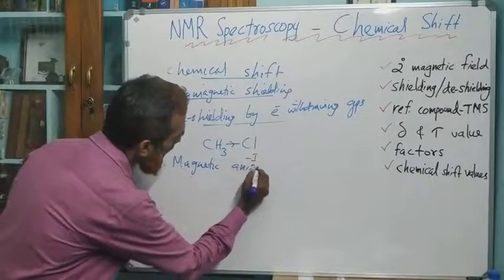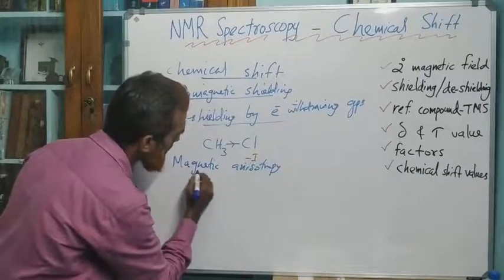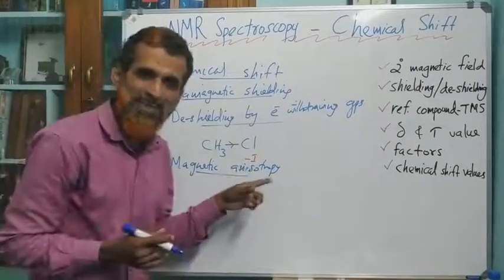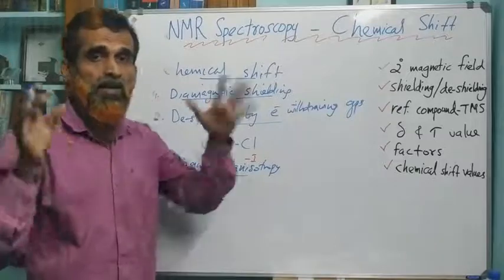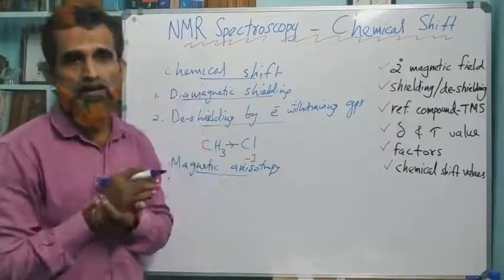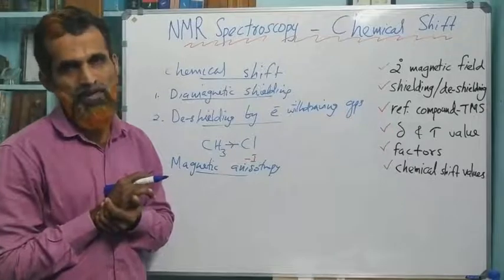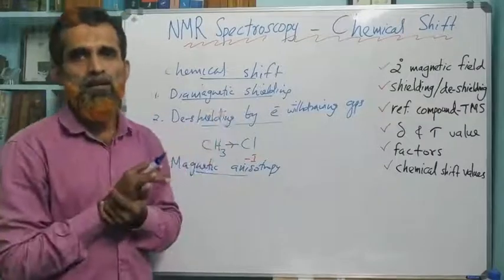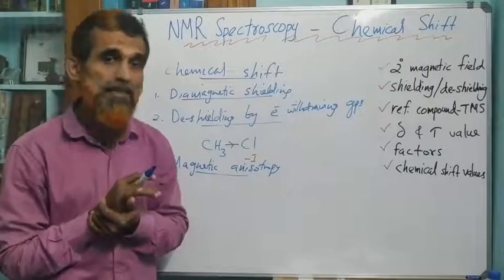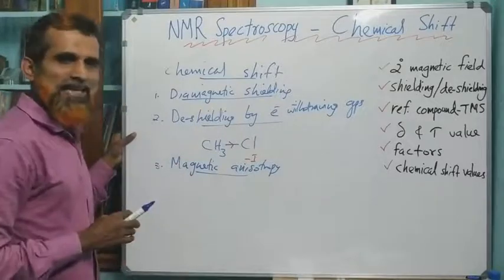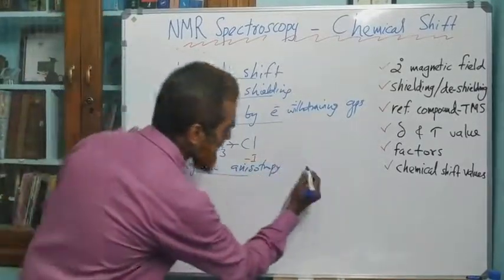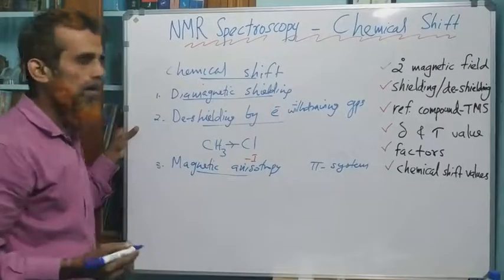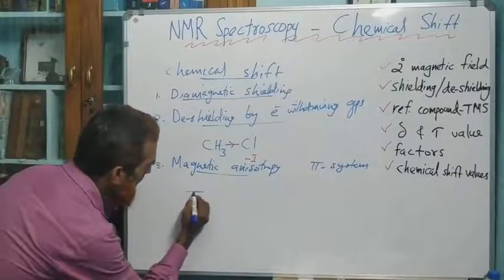Now the third factor is an important factor, called magnetic anisotropy. What is this? It's a very important thing. Anisotropy is the property of having different magnitude for a given quantity in different directions. That's called anisotropy. What is magnetic anisotropy? It is applicable to pi systems, that means organic molecules having pi electrons. Let's take for example benzene.